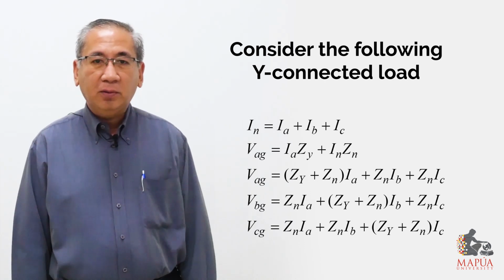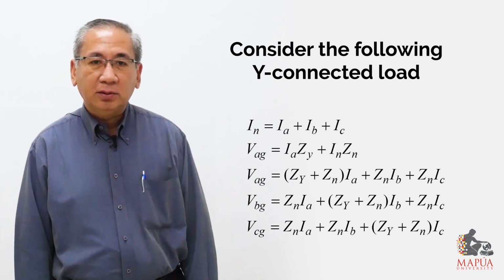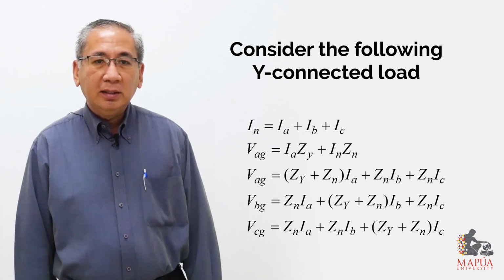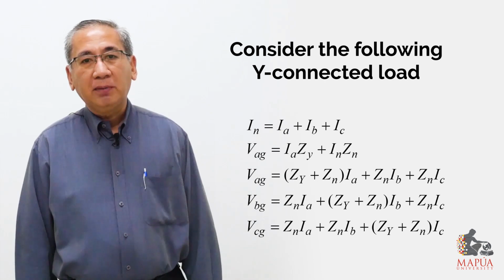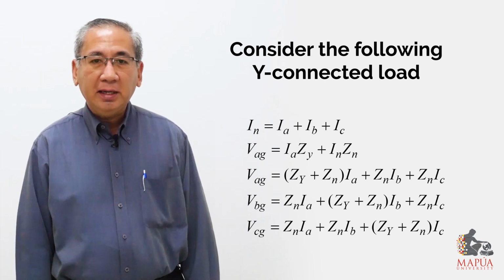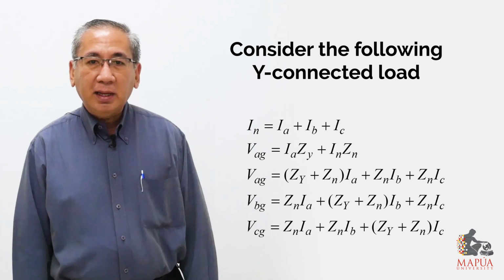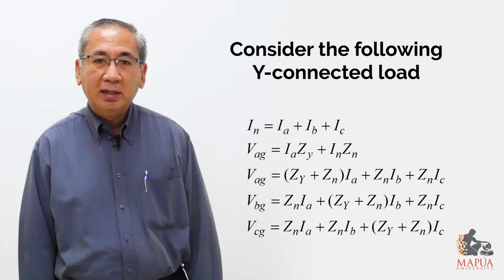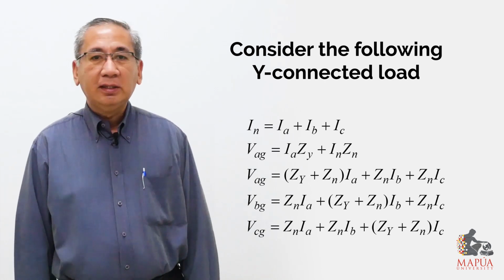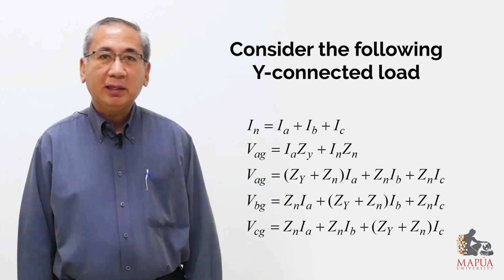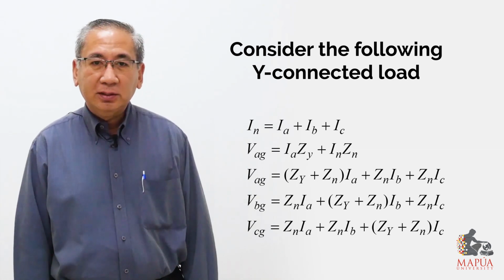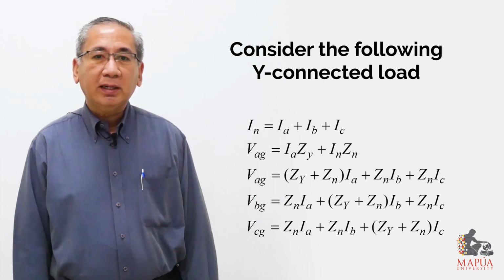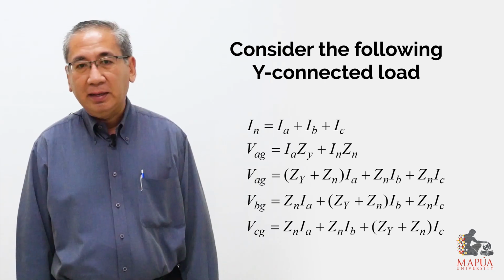Now, if we want to get the voltage between phase A and the ground, denoted as VAG, that is equal to the drop across phase A, that is IA multiplied by ZA, plus the drop due to the neutral impedance, IN ZN. Now, simplifying this, we know that IN is equal to IA plus IB plus IC. So, if we substitute IN into this equation of VAG, we can simplify the equation of VAG.